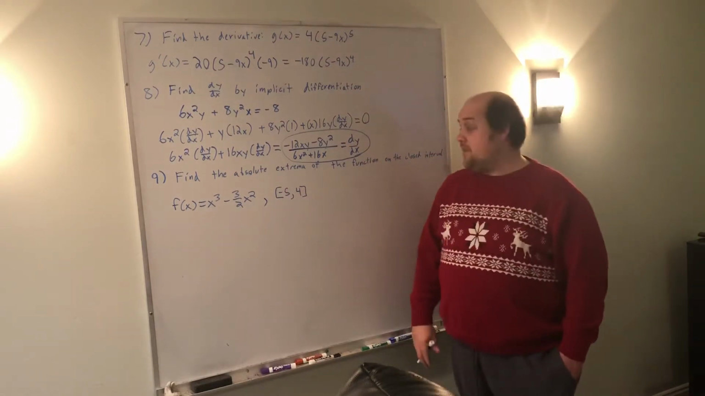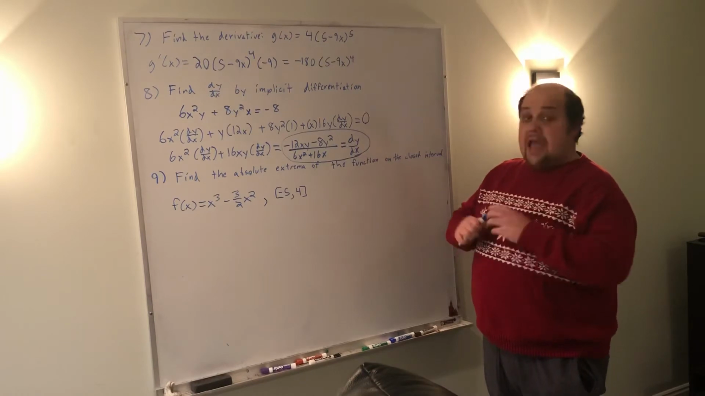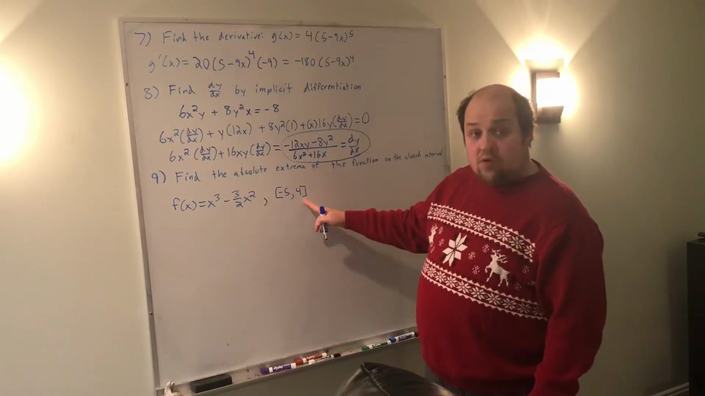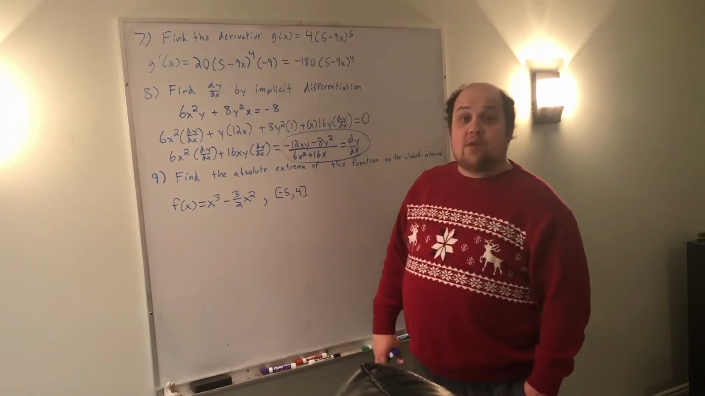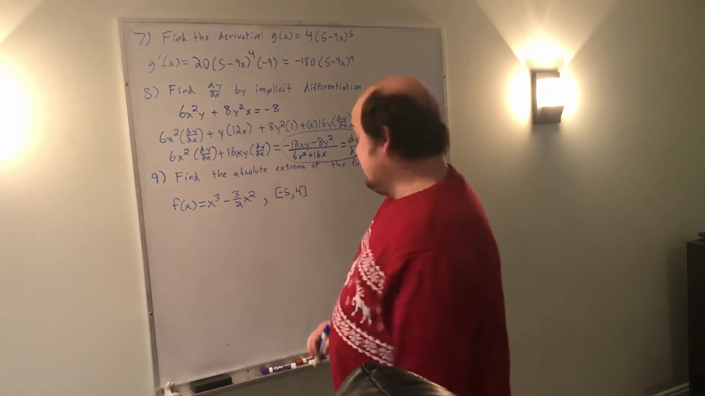Question 9 asks me to find the absolute extrema of the function on the closed interval. Absolute extrema include two things: endpoints of the interval and any critical values within that interval. The way that I can find the critical values is I take the derivative of the function and I set it equal to 0.